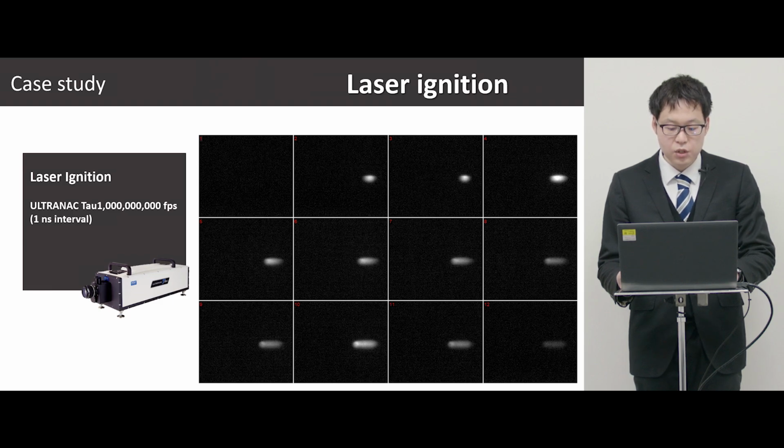This is laser ignition plug development, showing the generation process of the plasma created by the pulse laser, captured at 1 billion frames per second using UltraNAC Tau. This represents the world's highest level of imaging speed achievable for continuous sequences.